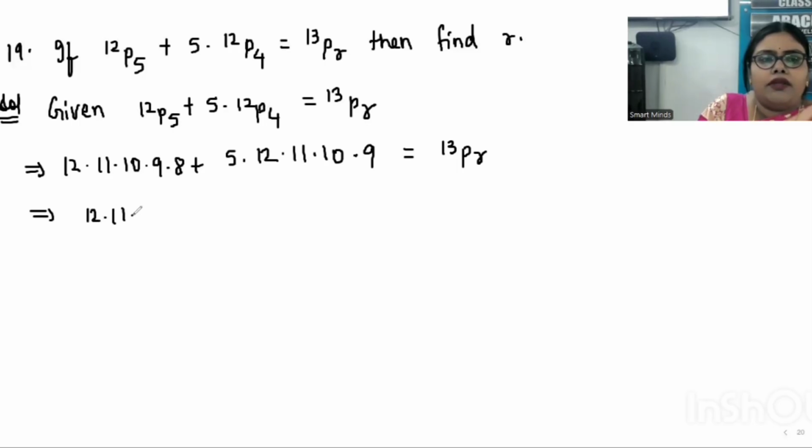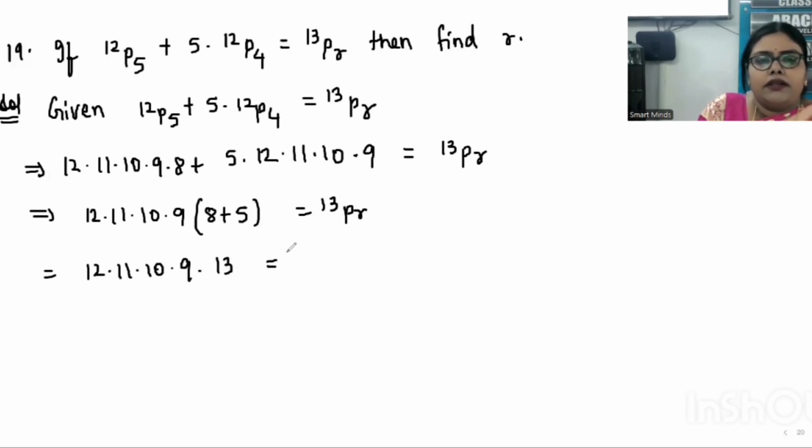12 into 11 into 10 into 9 is common. So we are left over with 8 plus 5. That is equal to 13pr. Now 12 into 11 into 10 into 9 into (8 plus 5), which is 13, is equal to 13pr.